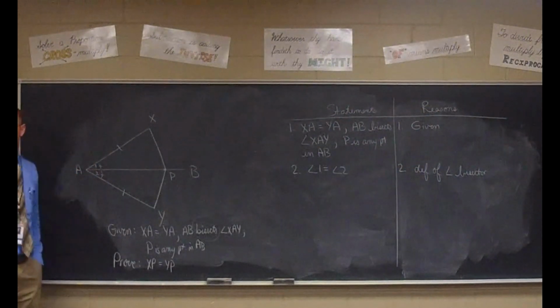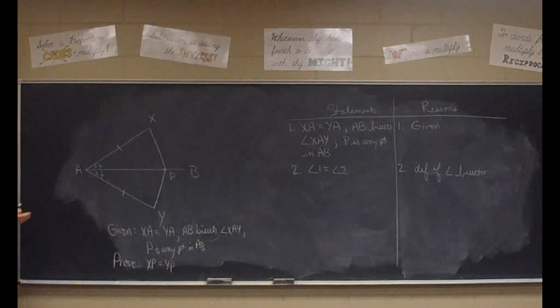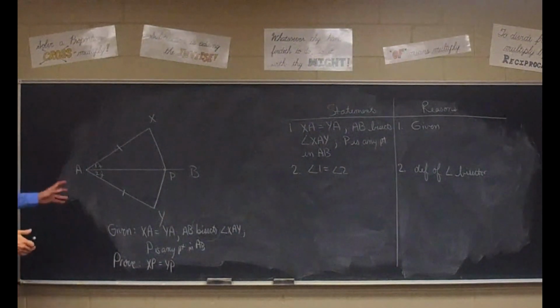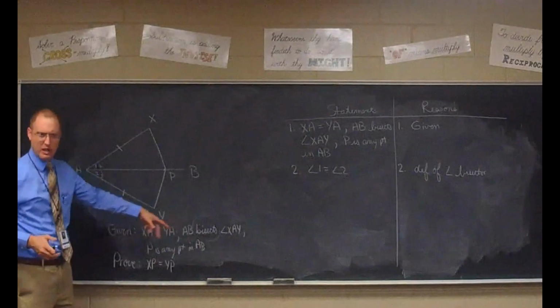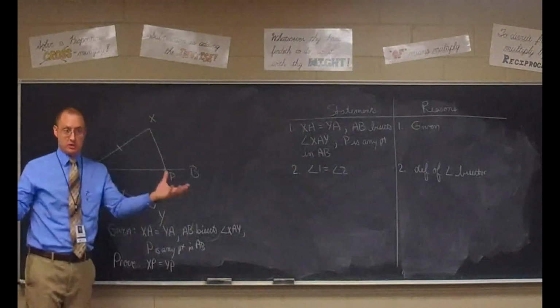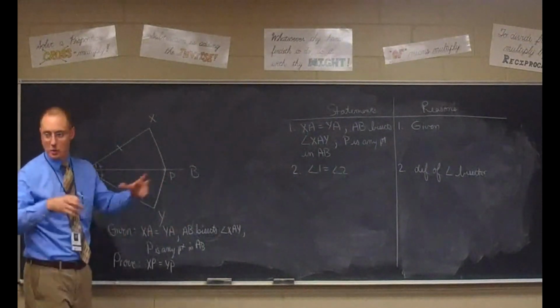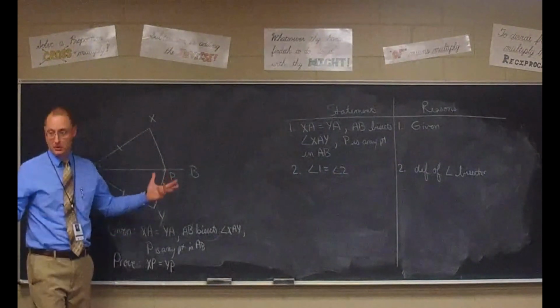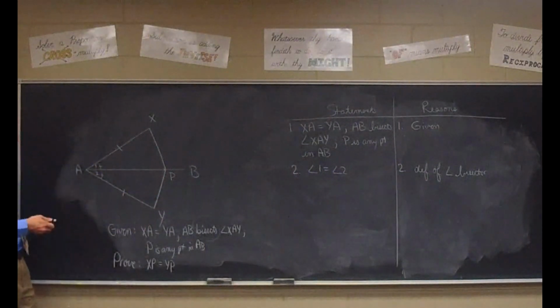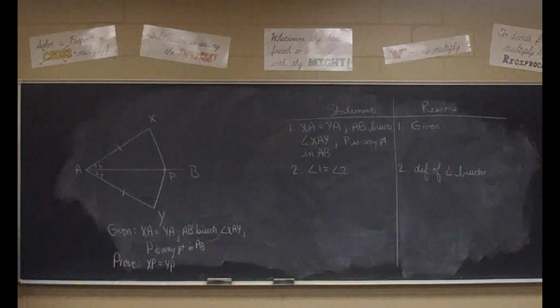This is one of the things I like to do to start out our proof, is look for something clangy in the given. Something like a midpoint: clang, two equal segments. Bisector, clang, two equal angles. Perpendicular, clang, right angles. I like to look for clangy words. Unfortunately, that's the only one. Now let's look at what we're trying to prove.